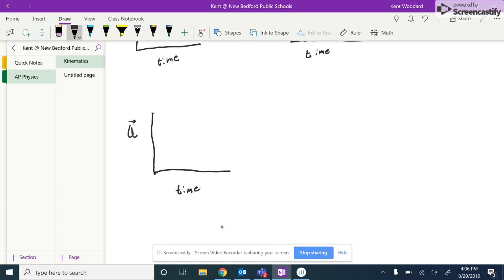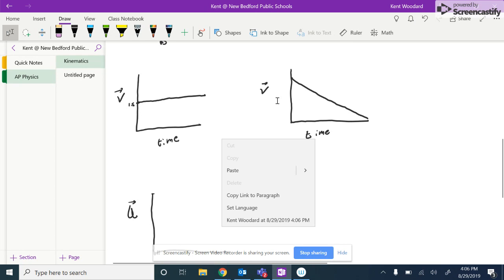And I'll save the next case for the next video so I don't run out of time. But think about what this graph would look like for the acceleration versus time.